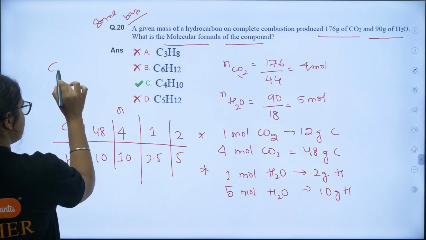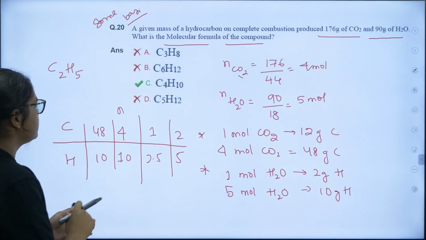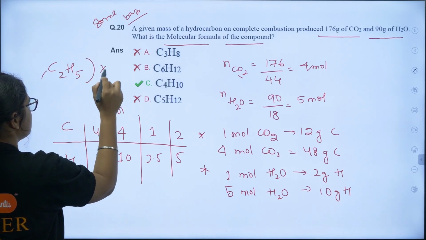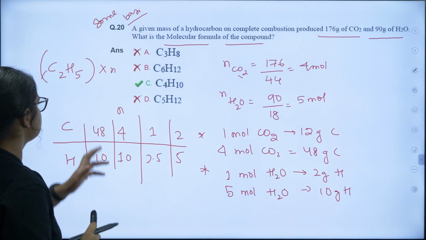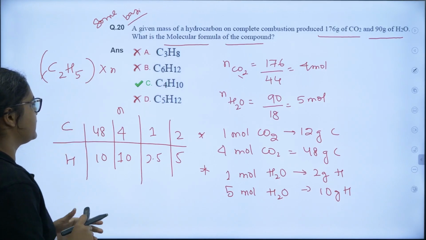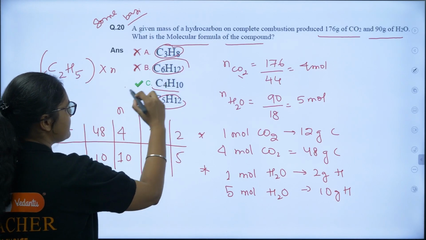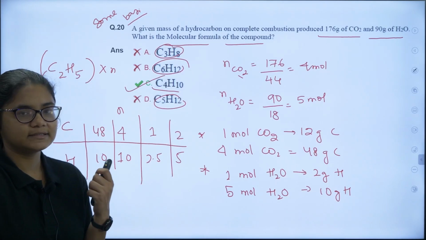So what is the empirical formula? C2H5. Okay. Now the molecular formula is asked. You know the empirical formula into n is the molecular formula. So which number can we multiply? For example, if you multiply by 2, then we will get C4H10, that is there in the options. No other numbers we can get by multiplying any number. That is why the correct answer is option number C.